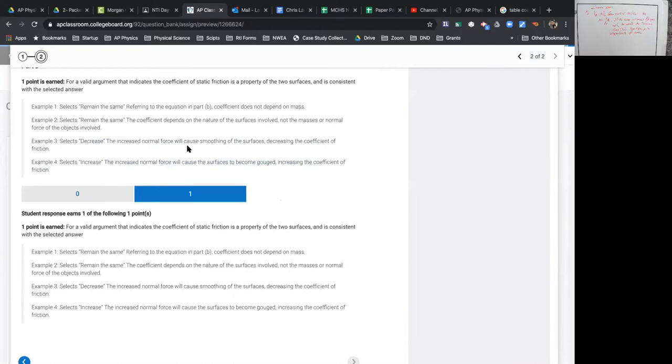Okay, so I have the right answer, remains the same, for the right reason. But if you put decrease with that explanation, or increase with that explanation, you will also get credit for it too. So you can get credit for the wrong answer. That's wild. Take a minute, pause yours, and compare this.